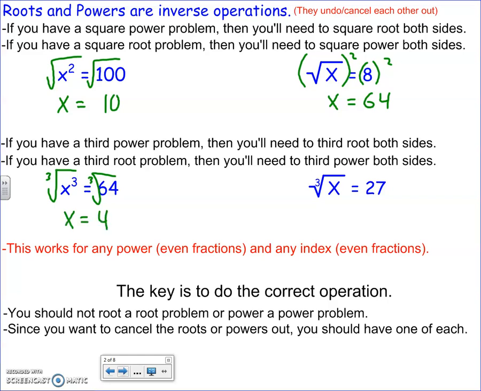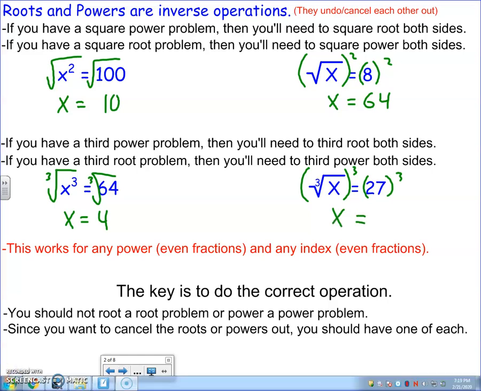Here, the cube root of x is 27. I'm going to third power both sides, and I'm going to get a really big number. Let's see. Alright, the calculator says that is 19683. So if you're ever curious, check what's the cube root of 19683. That will be 27. So again, this works for any power, even fractions, and any index, even if they're fractions. The key is to do the correct operation.